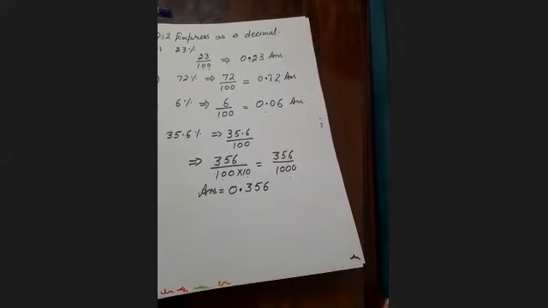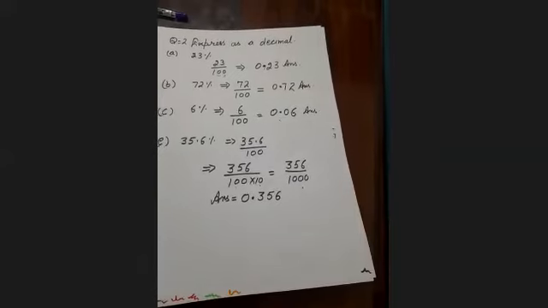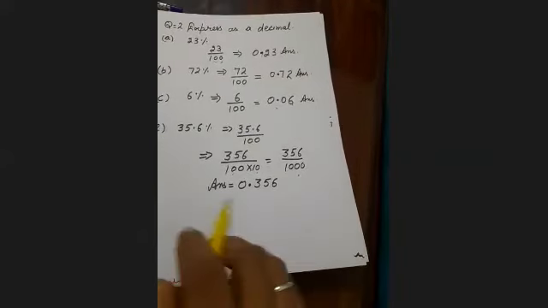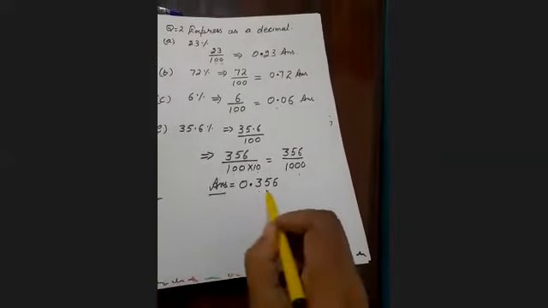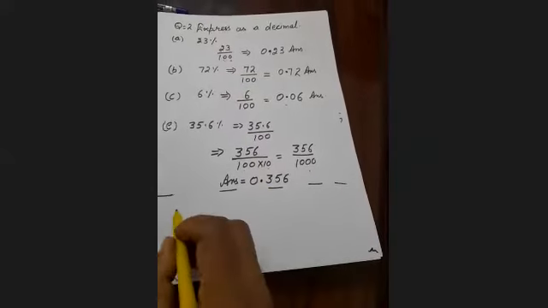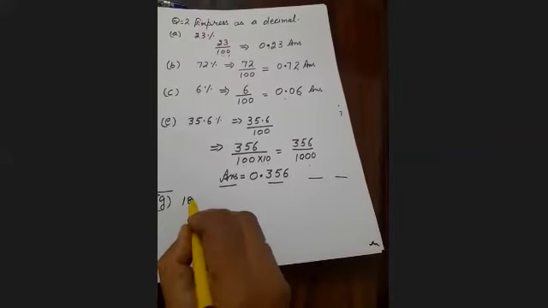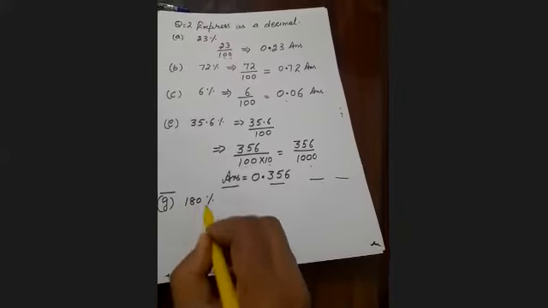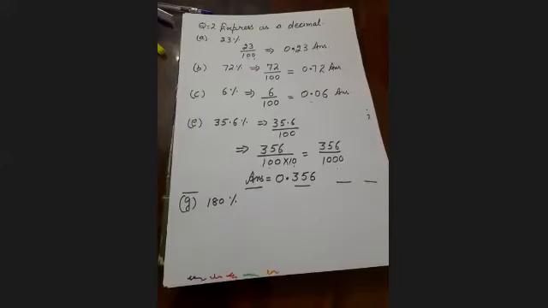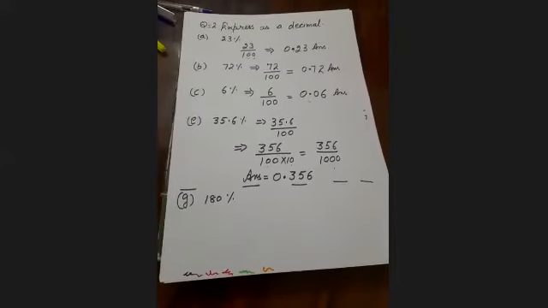Clear, students? Next is part G. Part G is 180%.